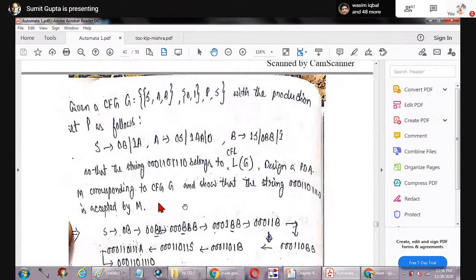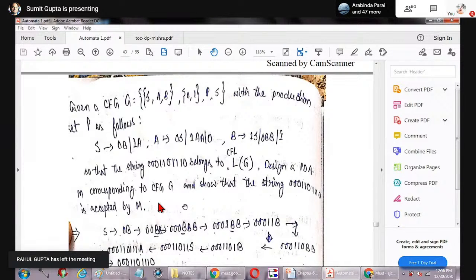Let's see, I think there's a question. Suppose we have a grammar. So first one is what? Capital V. So capital V has S, A and B as 3 non-terminals. Sigma has 0 and 1, capital P and S. S is starting sentential form, where capital P is given as S gives 0B or 1A, A gives 0S or 1AA or 0, and B gives 1S or 0BB or 1.